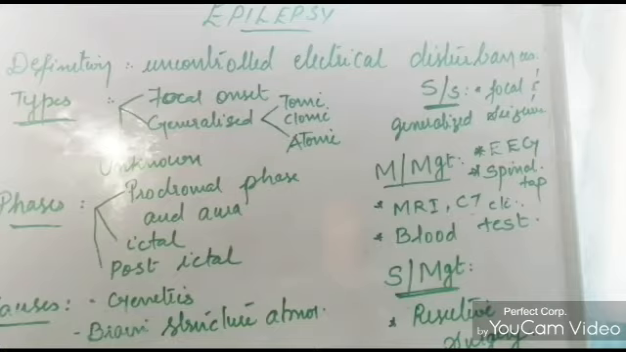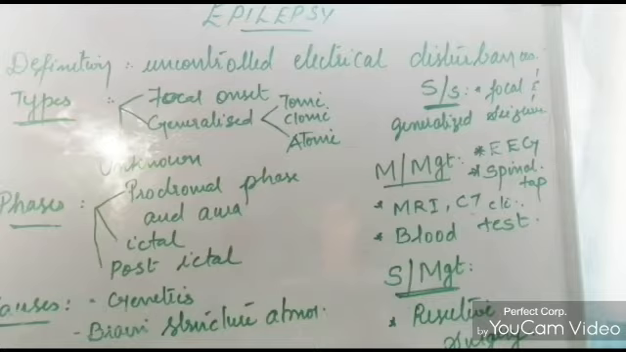Next, we move on to the phases. There are four phases: prodromal phase, aura, ictal phase and post-ictal phase. Seizures take on many different forms: at the beginning the prodromal stage and aura, in the middle the ictal phase, and the last one is the post-ictal stage. First, the prodromal phase involves mood or behavioral change that may precede a seizure by hours or days. That is the beginning stage.